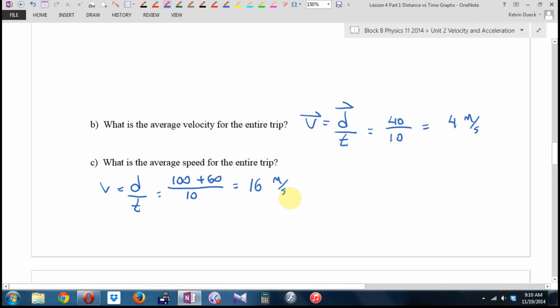Which one's right? Depends what question you're wanting to ask or what you want to use it for. Usually we use velocity, but sometimes we want speed. Certainly if you were trying to figure out how much gasoline you'd need, you'd want your average speed times how long, and you would use that to figure out how much gasoline you burned. Sure.